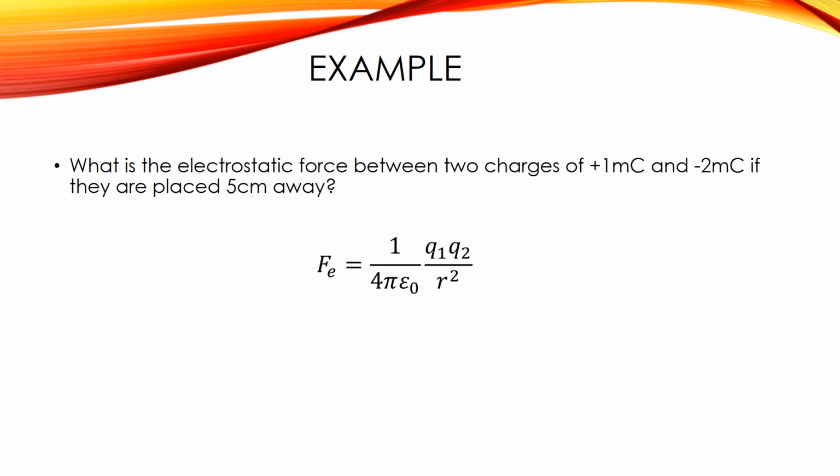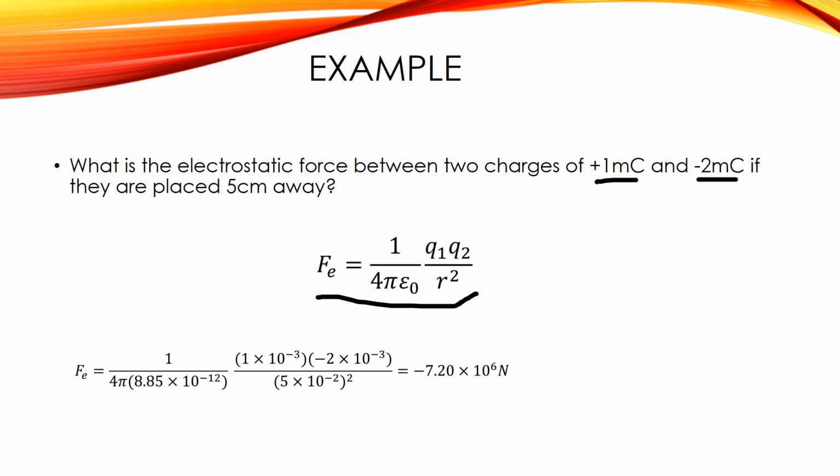Now let us look into an example of how to utilize Coulomb's law. If I give you a question that asks what is the electrostatic force between two charges, one positive 1 millicoulomb, another negative 2 millicoulomb, placed 5 centimeters apart. So how do you utilize this formula? Pretty much it's a direct substitution, and this is a formula you will have in the formula sheet. When you do the substitution, 1 over 4 pi epsilon naught is a constant. You will have it in the formula sheet also. Substitute the charges, 1 millicoulomb and negative 2 millicoulomb, over a distance of 5 centimeters squared.